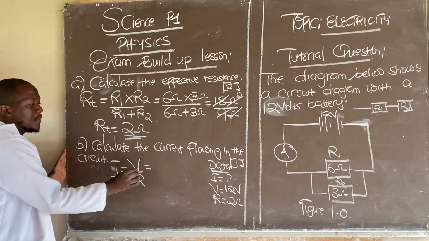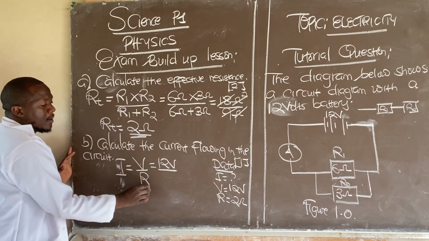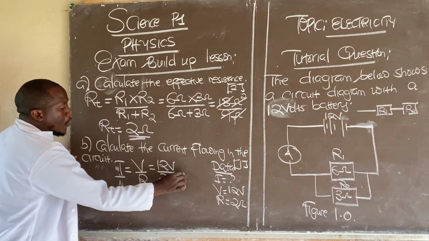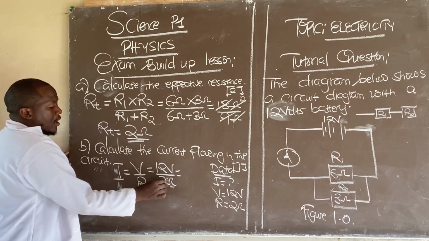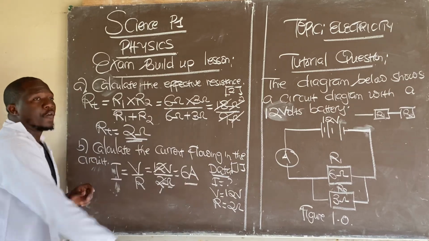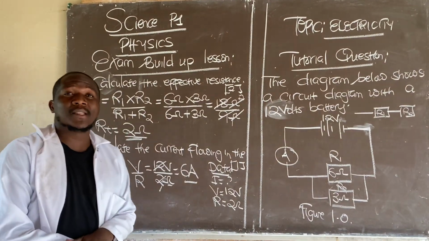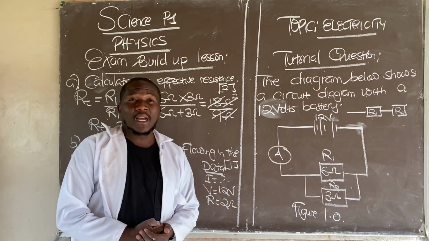So we're now going to substitute. The voltage is 12 volts over the resistance, which is 2 ohms. If we divide, 12 divided by 2 gives us 6. And then the units for current are called amperes, or amps. So we represent it with capital letter A.